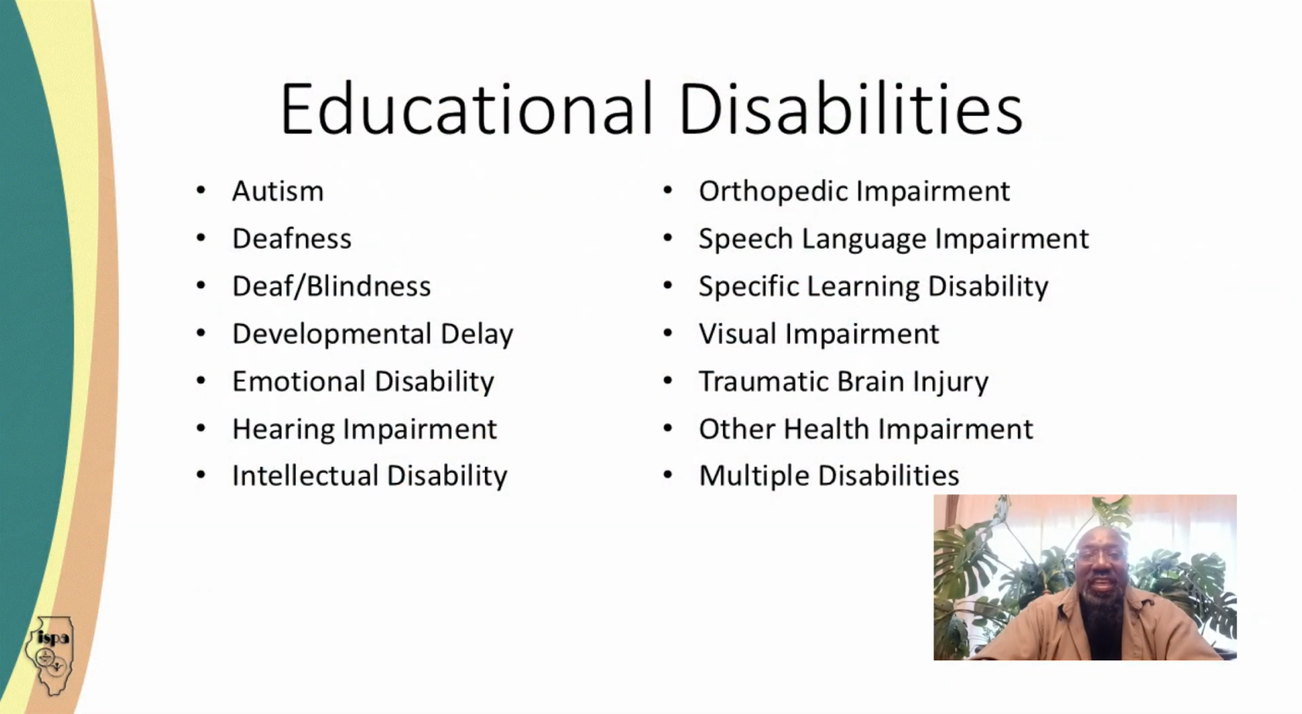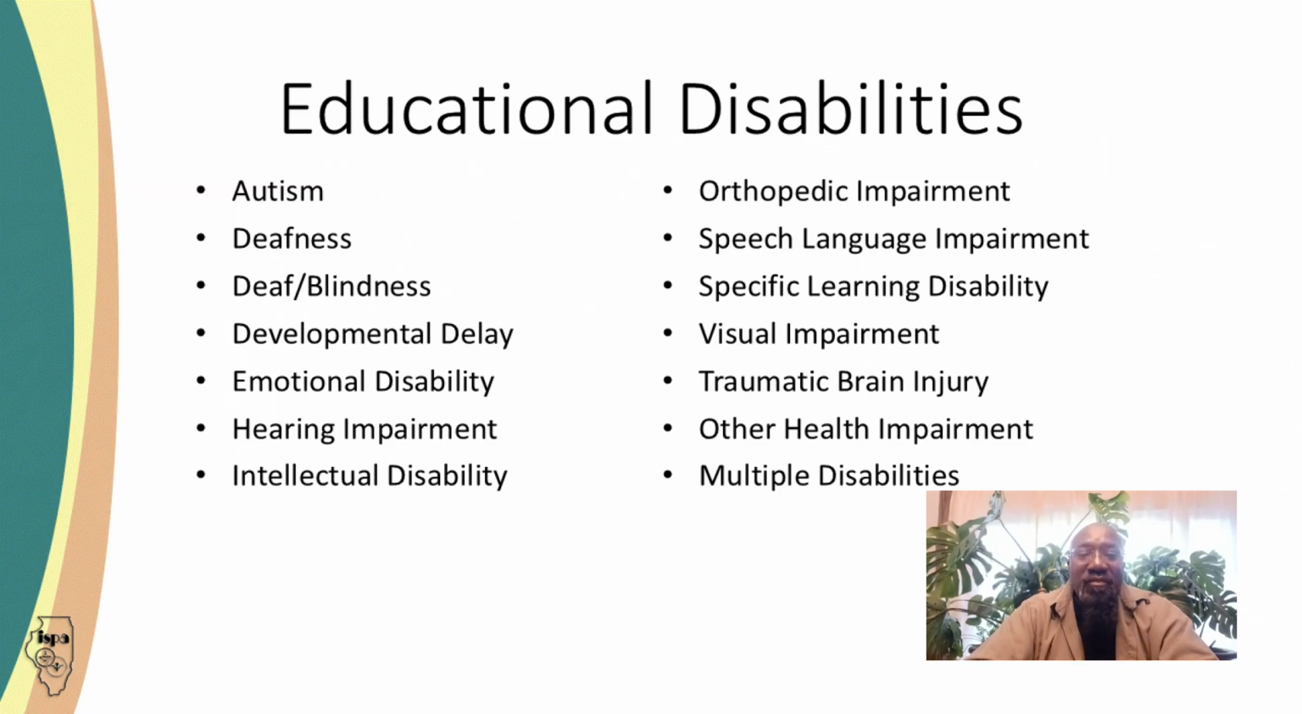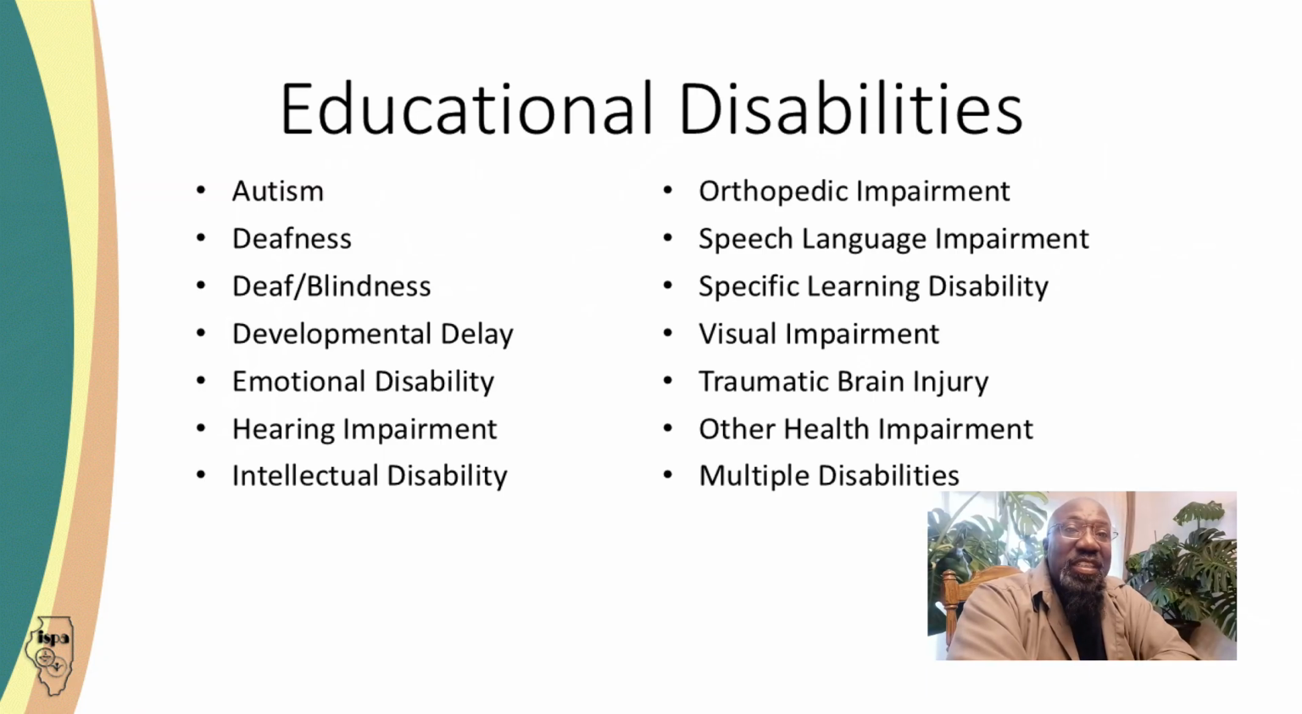There are 13 areas that an educational diagnosis can be awarded. These areas are autism, deafness, deaf and blindness, developmental delay, emotional disability, hearing impairment, intellectual disability, orthopedic impairment, speech language impairment, specific learning disability, visual impairment, traumatic brain injury, and other health impairment. There's also a label called multiple disabilities, which reflects a combination of the above disabilities.